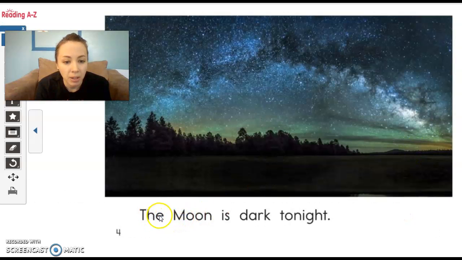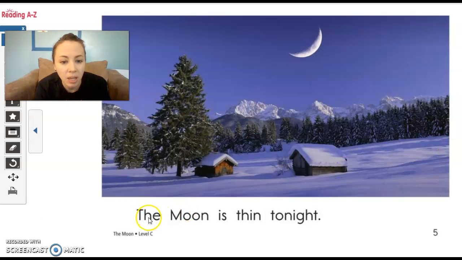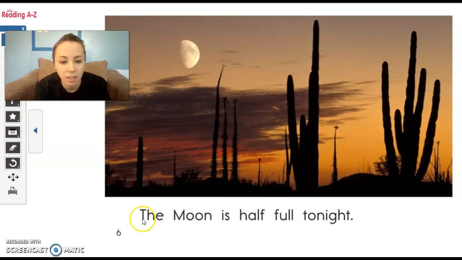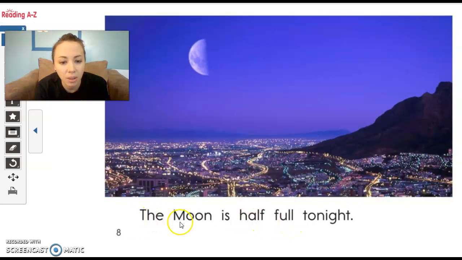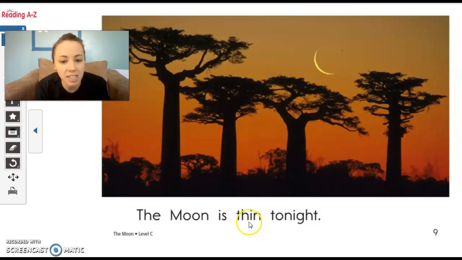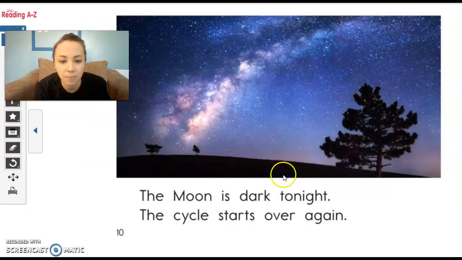Okay. Here's our pattern. The moon is dark tonight. So it's dark. We can't see the moon when it's dark. The moon is thin tonight. The moon is half full tonight. The moon is full tonight. The moon is half full tonight. The moon is thin tonight. The moon is dark tonight. The cycle starts over again.